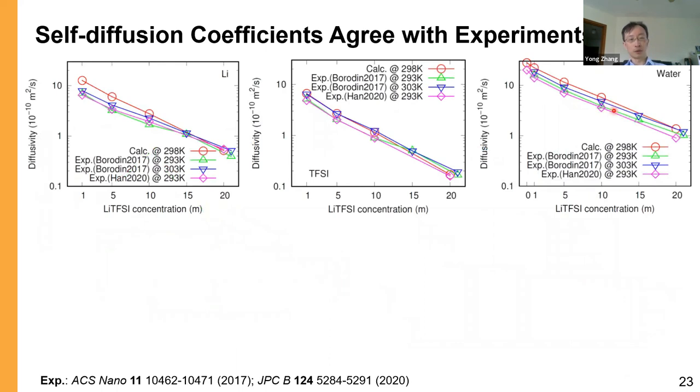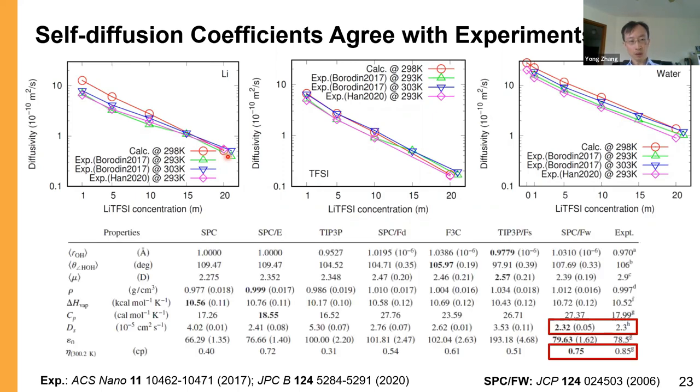And here shows the self-diffusion coefficient, also compared to experimental results. At low concentration, our calculation, the red points here, slightly overestimates the diffusivity, but at high concentration the agreement is really good. So we went back and checked, trying to figure out why we see this concentration dependence. Later we realized that for the water model we use in our simulation, the PCFW model, when they derived the model, they did consider diffusivity, which agrees with experimental results perfectly. However, at that time they didn't consider the finite size effect from the simulation, and that's corrected in our calculation.